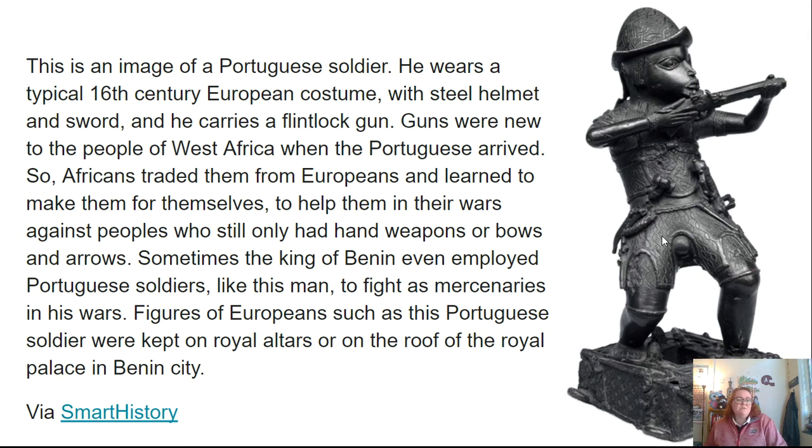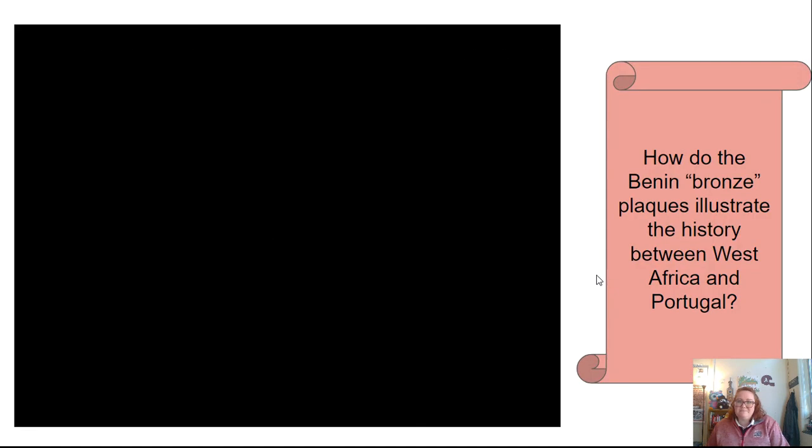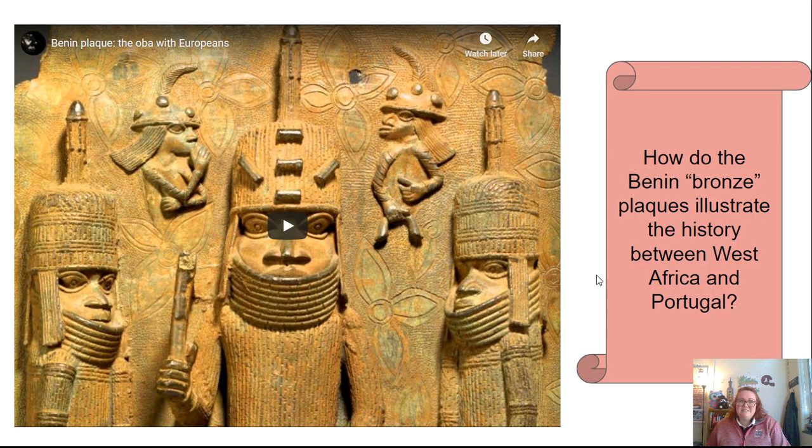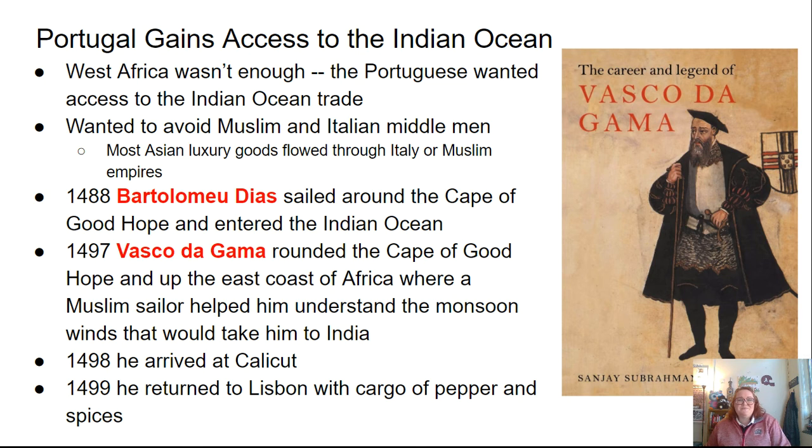So sometimes the kings of Benin, one of the cities in West Africa, even employed Portuguese soldiers like this man to fight as mercenaries in their wars. So figures of Europeans, such as this Portuguese soldier, were kept in royal altars on roofs of the royal palaces throughout Benin City. You can watch that video.